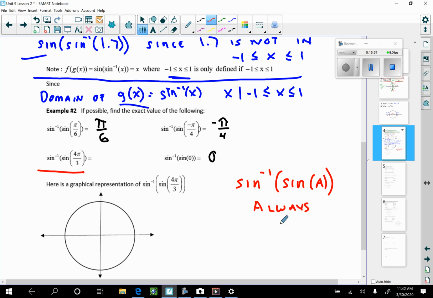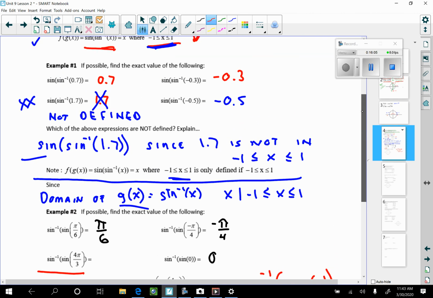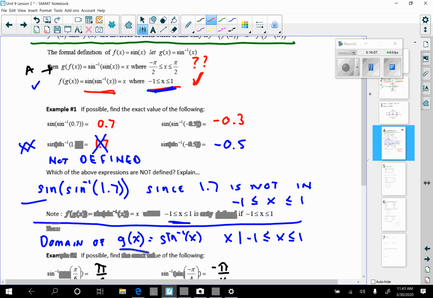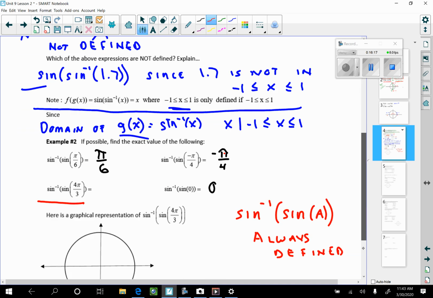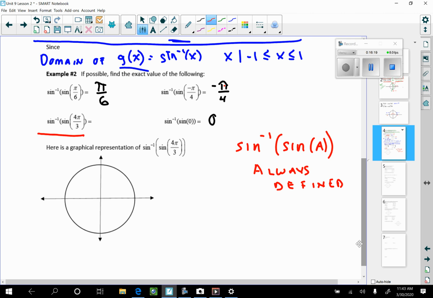This is always defined, and I'm going to explain why it's always defined. This is not always defined. This sine of inverse sine is not always defined. That's only defined when the input is between -1 and 1. This rascal here is always defined.